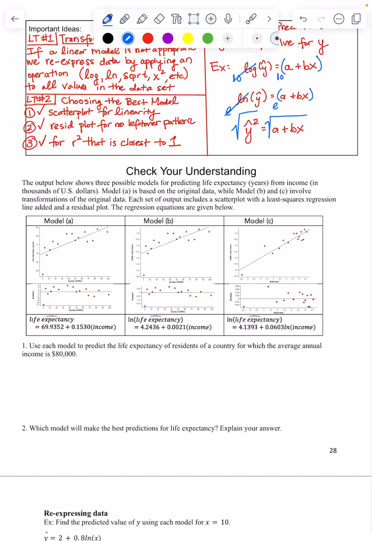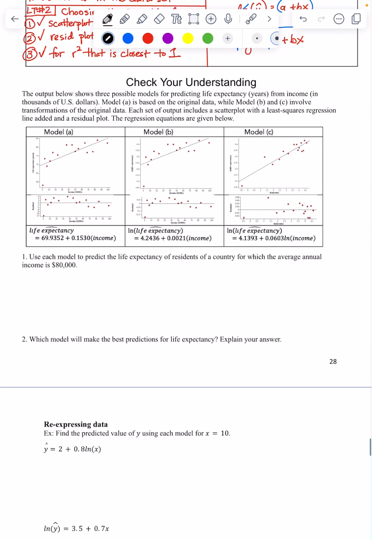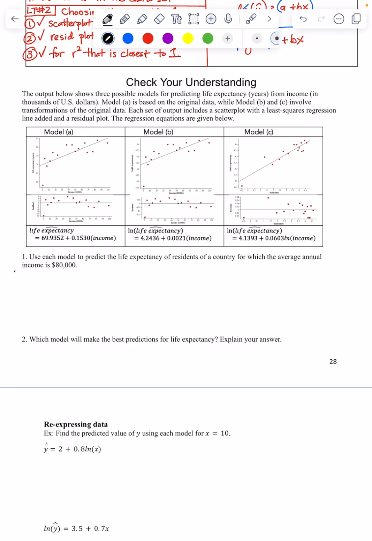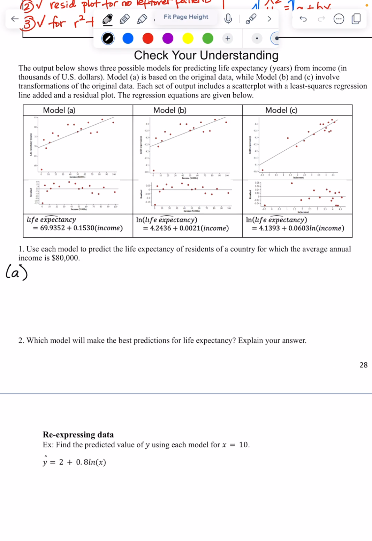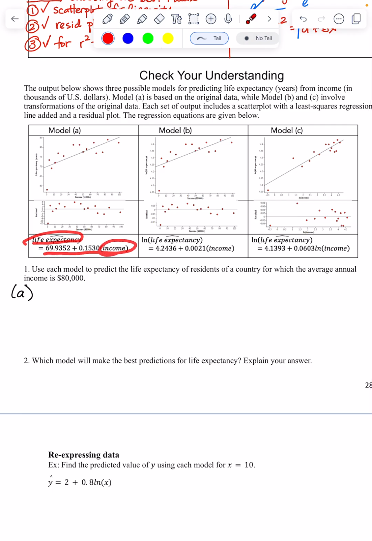Okay, we're back. Assuming that you have tried these two check your understanding problems on your own, we're now ready to talk about the answers. It says, use each model to predict the life expectancy of residents of a country for which the average annual income is $80,000. So we're going to do this for every model. So let's start with A. A is just kind of basic. We just have y equals a plus bx. So hopefully everybody got this one.